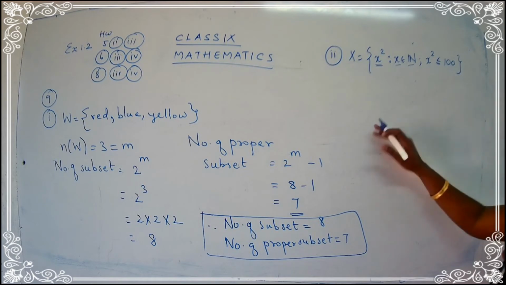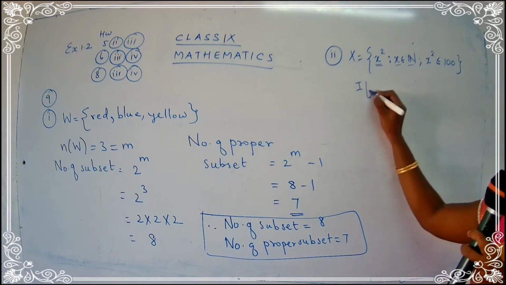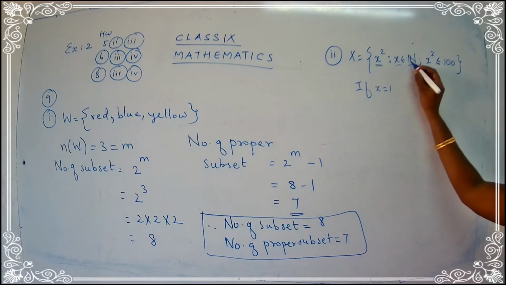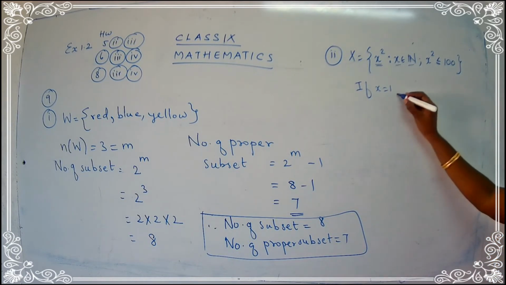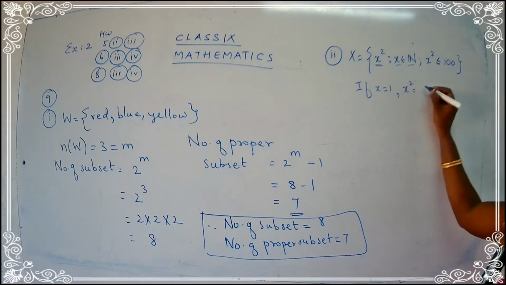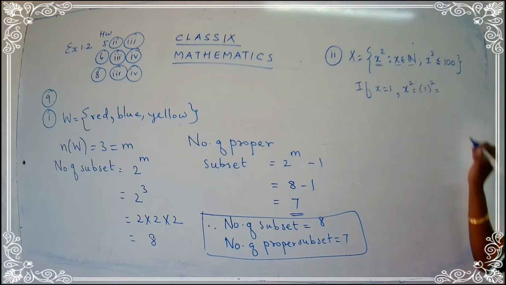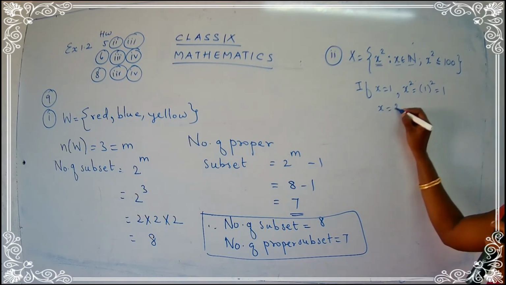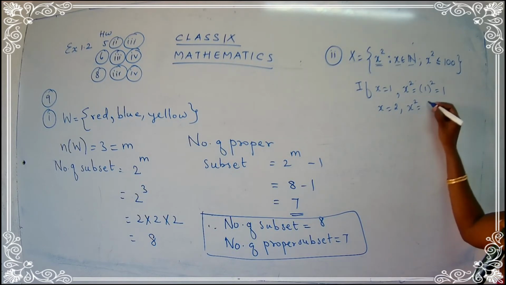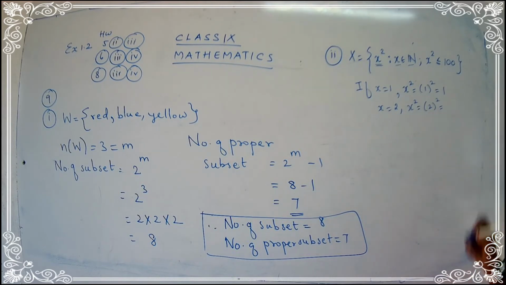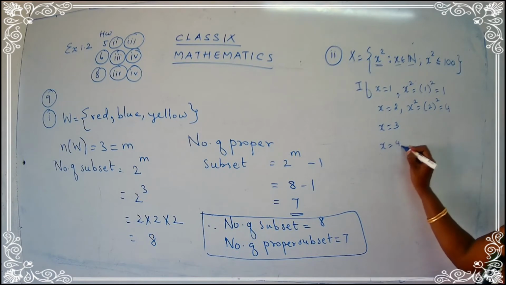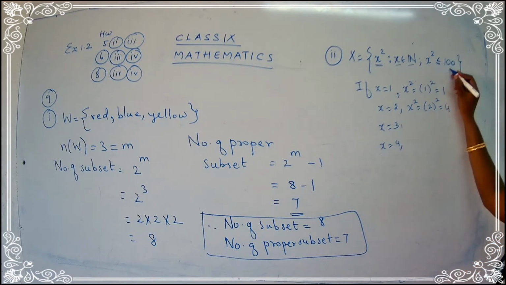Let's write down here. If x is equal to 1. Why am I starting from 1? Because x is a natural number. If x is equal to 1, what is the value for x square, children? 1 square. What is 1 into 1? 1. x is equal to 2, x square is equal to 2 square. What is 2 into 2? 4. Yes. Go on finding 3, 4, because we have to find till 100.